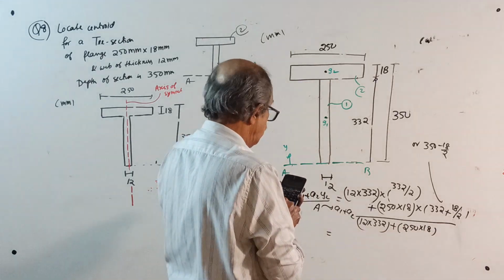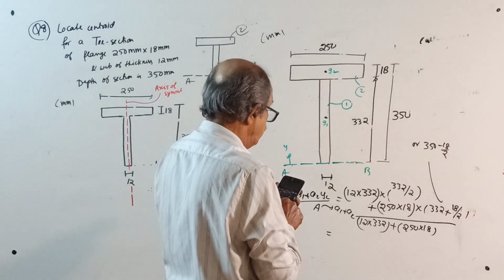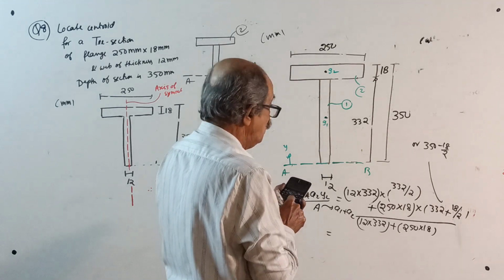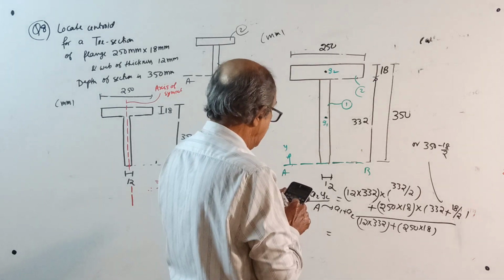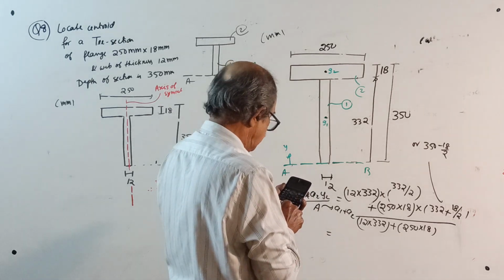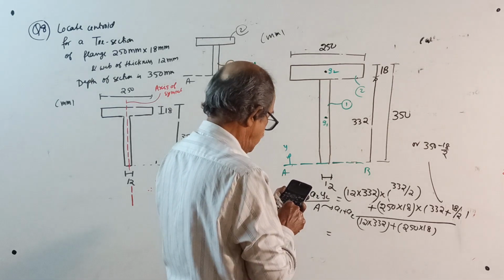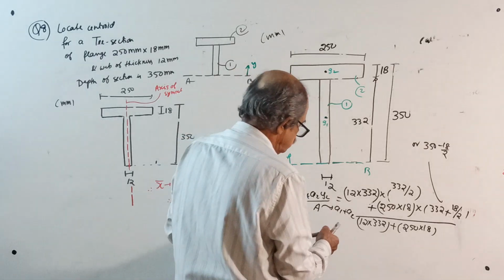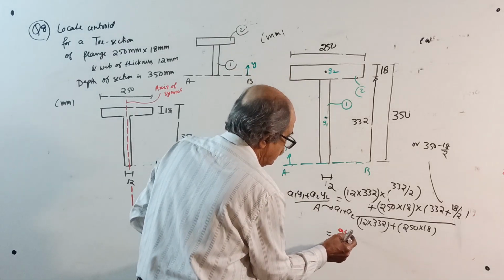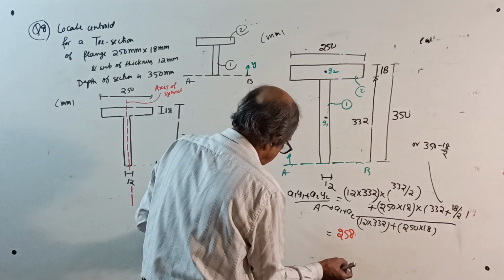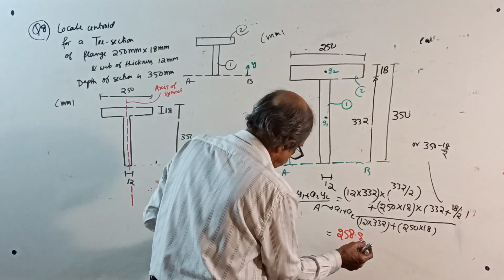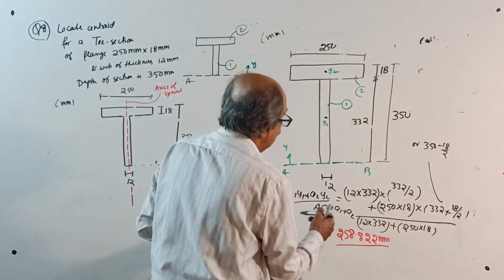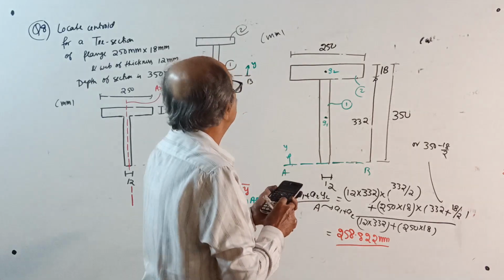12 into 332 by 2 plus 250 into 18 into how much? 332 plus 9, divided by bracket 12 into 332 plus 250 into 18. 258.822. 258.822 millimeter. Over. Now, one minute, I will check from the top just for understanding.